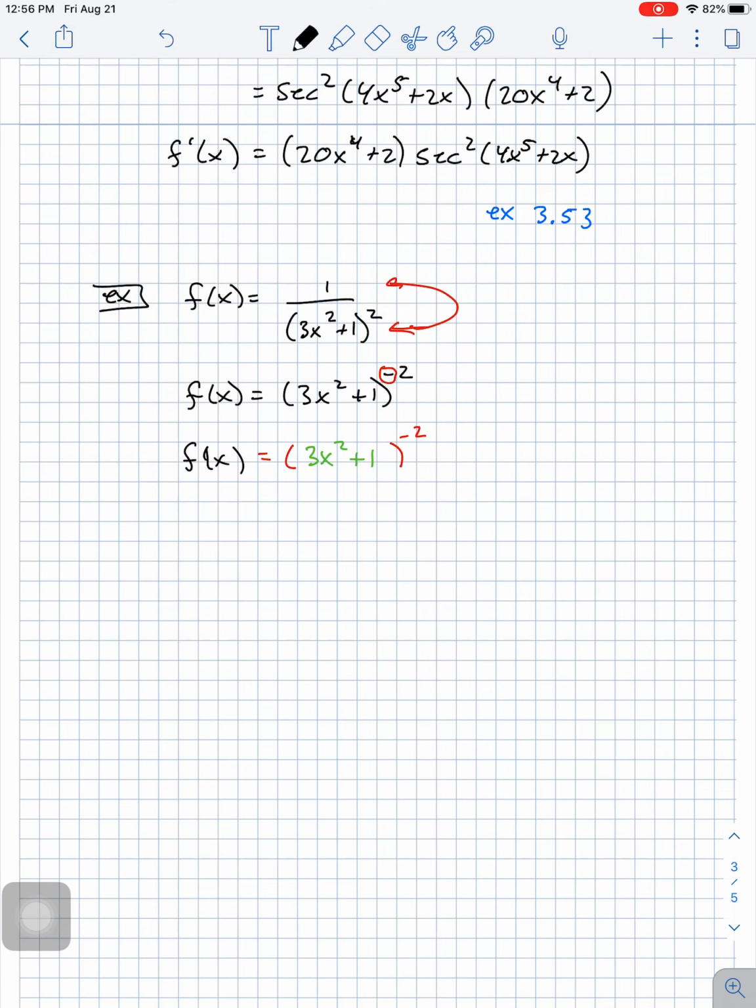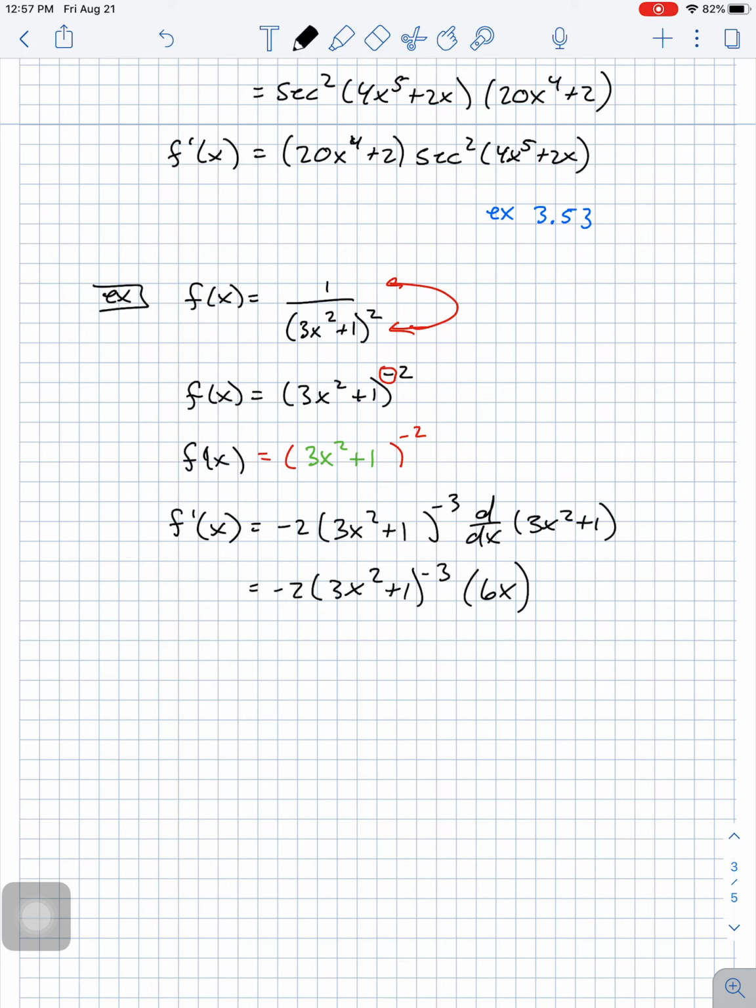So let's take the derivative. The derivative of the outside function: bring down the -2, lower the power by 1. That's what's happening on the outside function. It's a simple power rule. Then we evaluate that at the inside function, and we multiply by the derivative of the inside function. So I get 3x squared plus 1 to the -3 times the derivative, which is 6x.